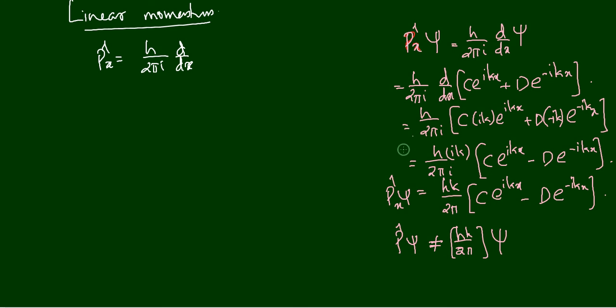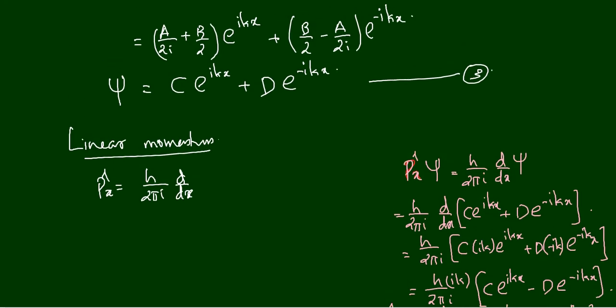This proves that we cannot simply use the psi function as an eigenfunction in an eigenvalue equation constructed by the linear momentum operator. That is not possible. Then what can we do? We know that psi is a linear combination of two other functions, e raised to ikx and e raised to minus ikx. So even if psi is not an eigenfunction, psi is expressed as a linear combination of eigenfunctions.